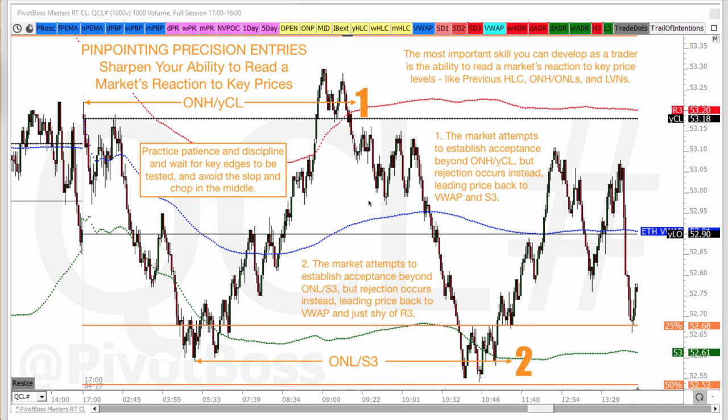So again, it's just being patient about waiting for the edges. Down here, the same thing happened. Price came down to this edge and again was not able to establish acceptance beyond those lows. It came once, right? This is phase number one. It drives down outside of S3. So now we're outside of third standard deviation value, and we are also outside of the overnight low. We've hit two edges. Nice confirmation.